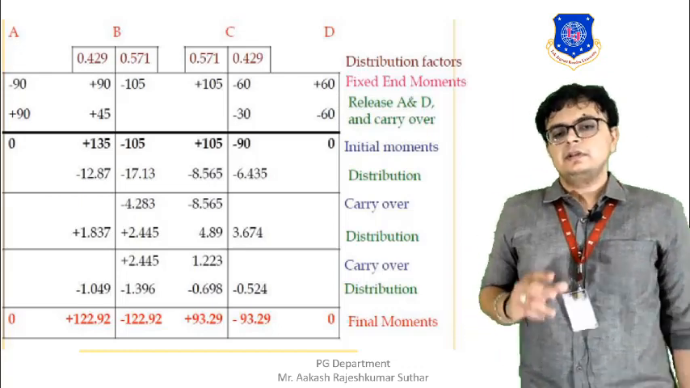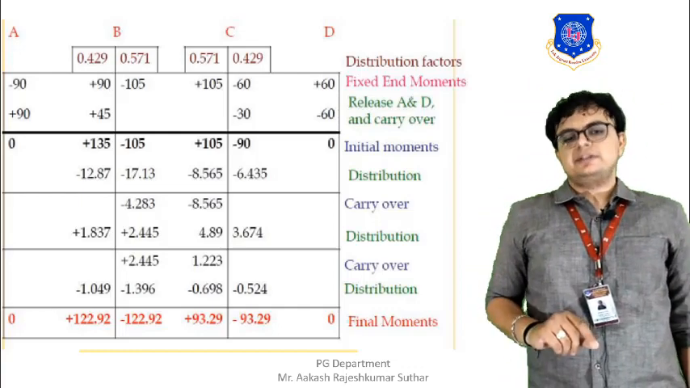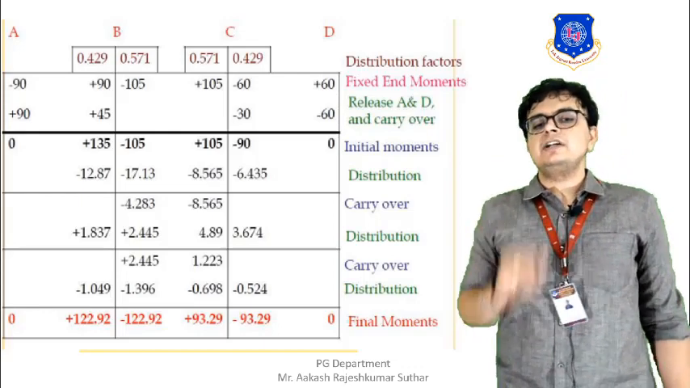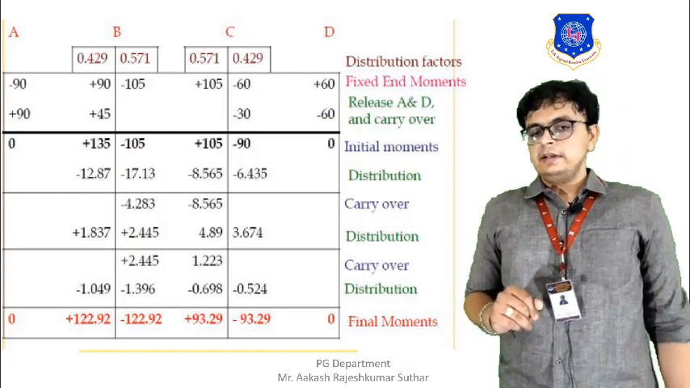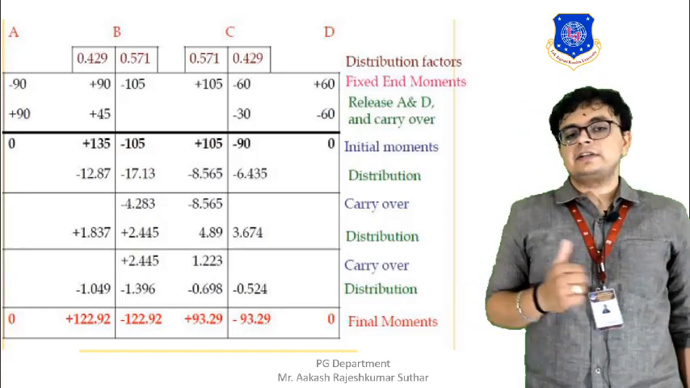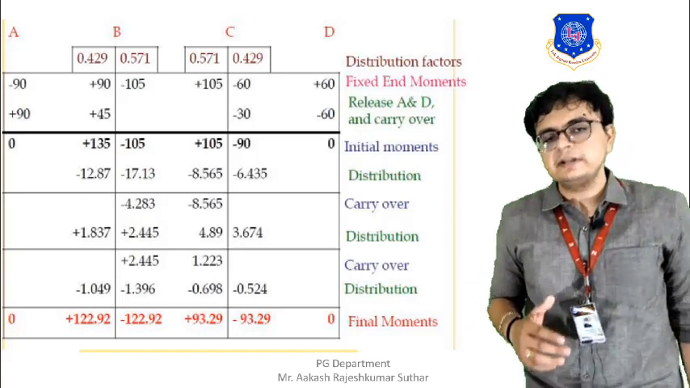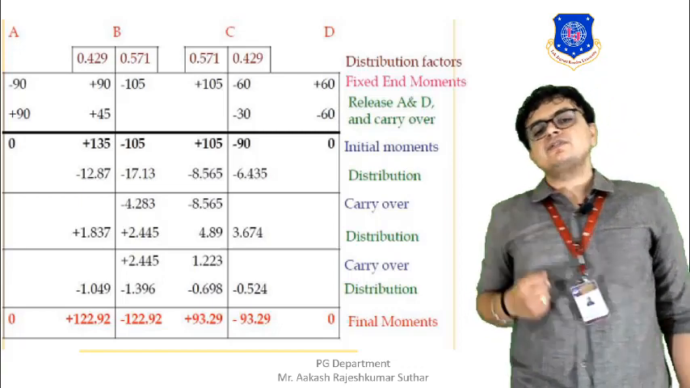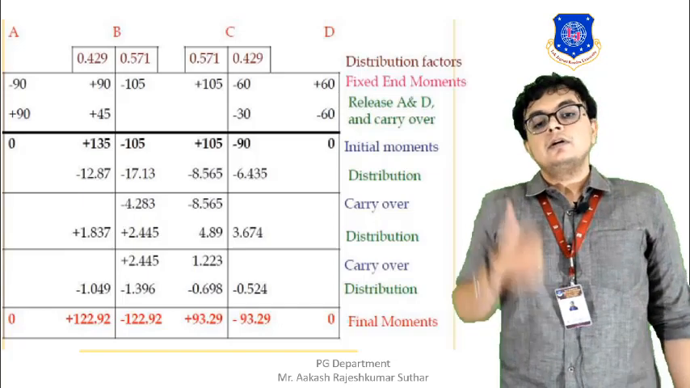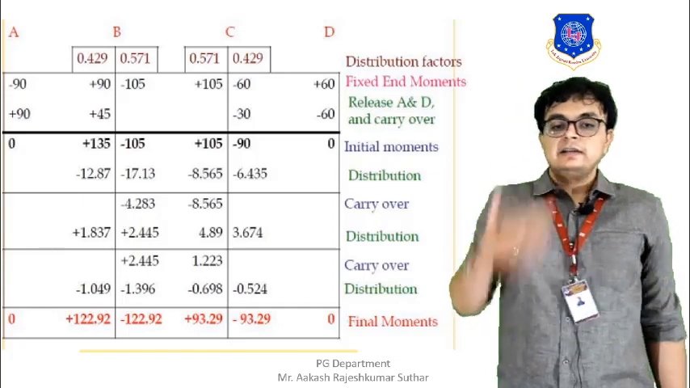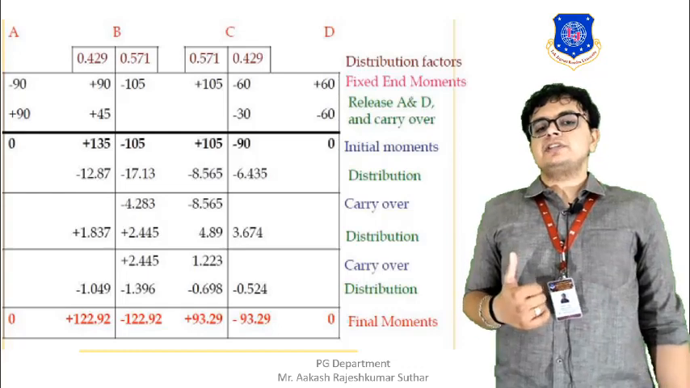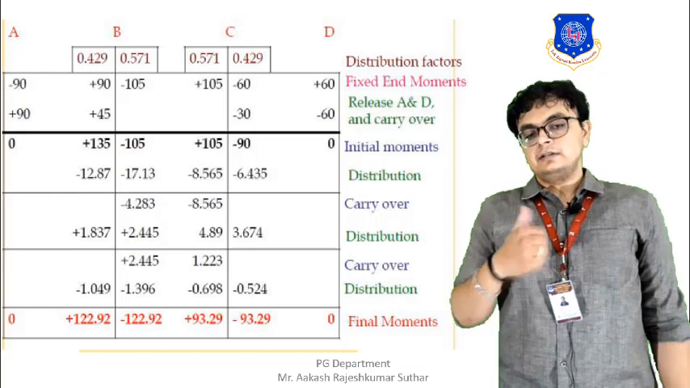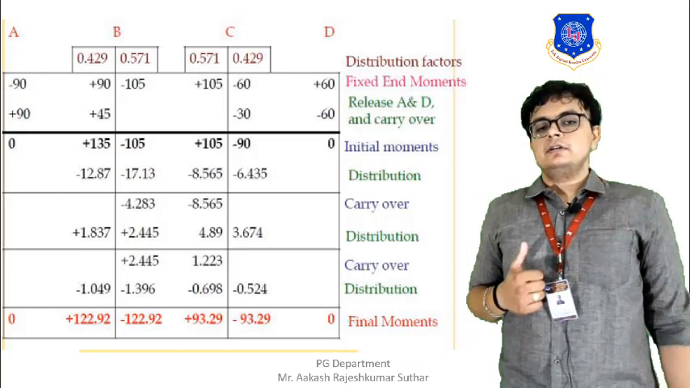Similarly talking about the C joint, the value of the carryover that we are getting is minus 8.565. So we have to multiply it with the distribution factor. For CB, the distribution factor is 0.571, that will be multiplied with minus 8.565. So finally, we are getting minus 4.89. But while distributing it, we have to take the opposite sign. So we have written 4.89 kilonewton meter distribution moment for CB.